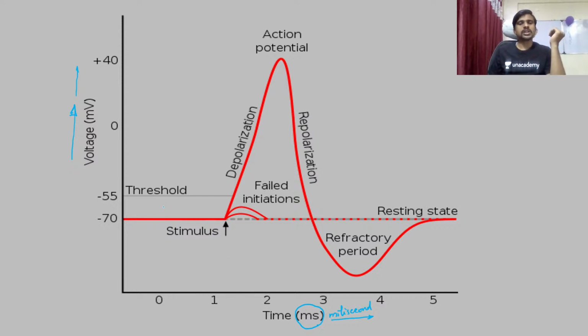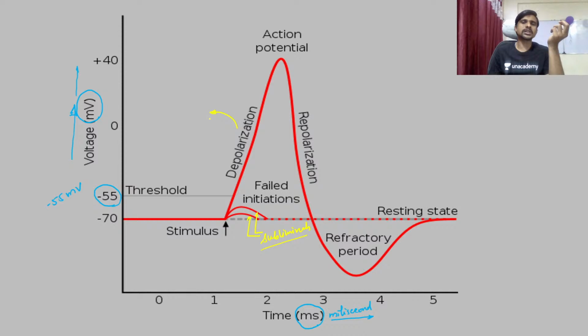So this is your threshold stimulus, minus 55 millivolt. This is in millivolts. Okay, so minus 55 millivolt is your threshold stimulus, and this is your subthreshold signals. Okay, these are the subthreshold signals. Subthreshold means they are not enough to activate the action potential. Okay, so this is depolarization.